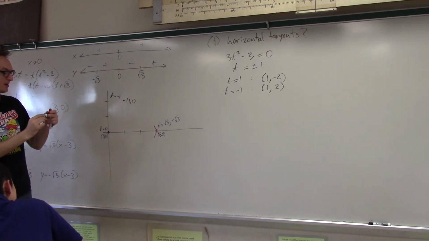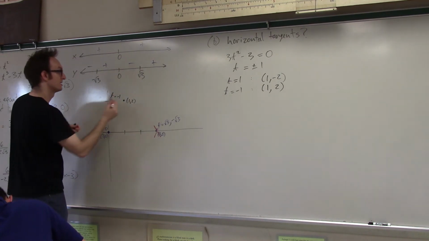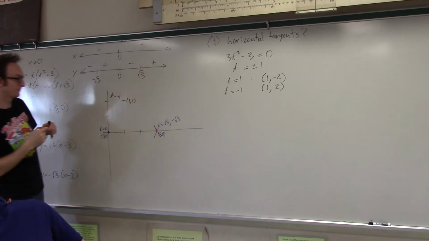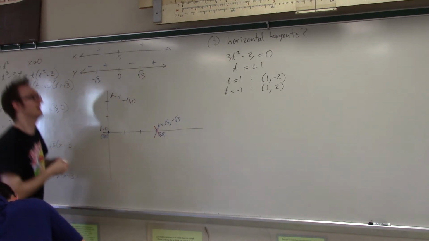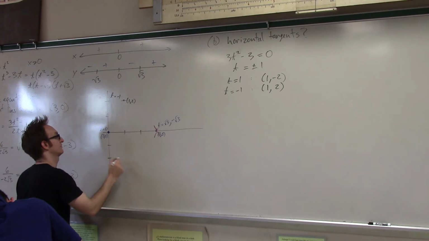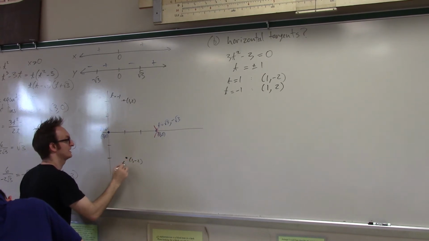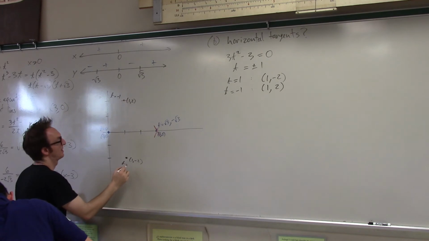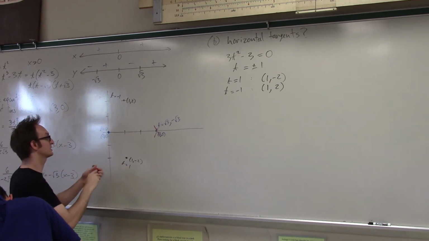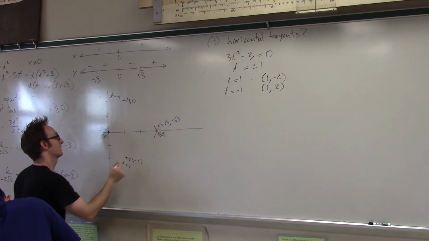And there is going to be a horizontal tangent there. So I'm sort of like, boom. And I also know that I'm going to be at the point (1, negative 2) at t equals positive 1, and also that there'll be a horizontal tangent there.